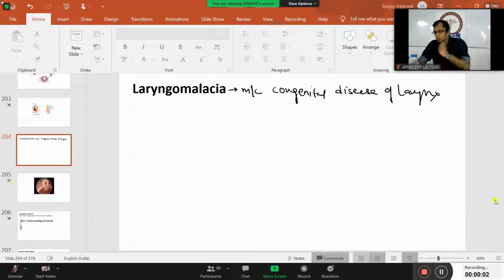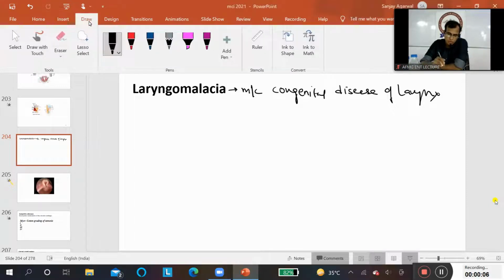Laryngomalacia is the most common congenital disorder of the larynx. That's why it is important. What is the congenital defect in this child? Or what is the main complaint? Stridor is the only complaint. So stridor in infants is always laryngomalacia.